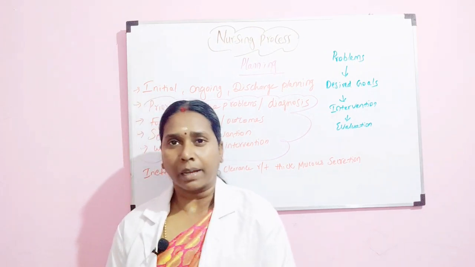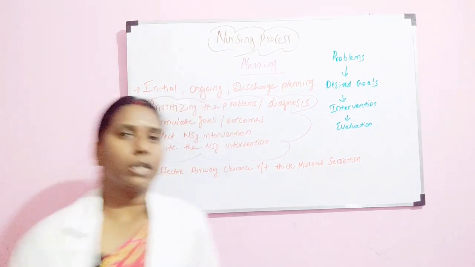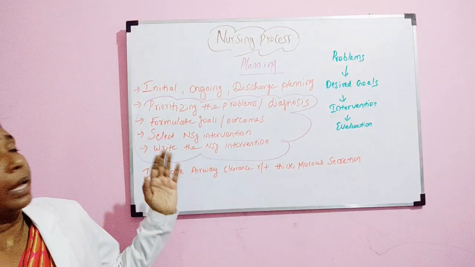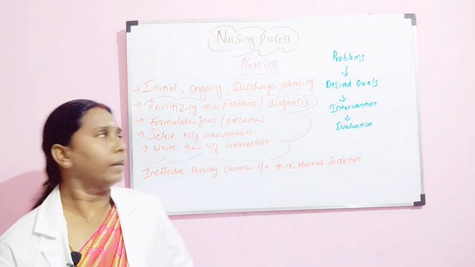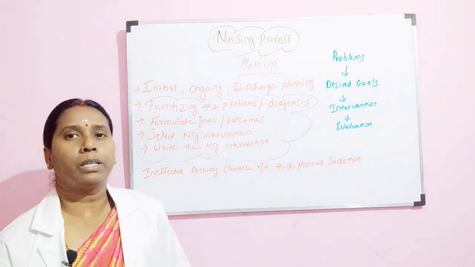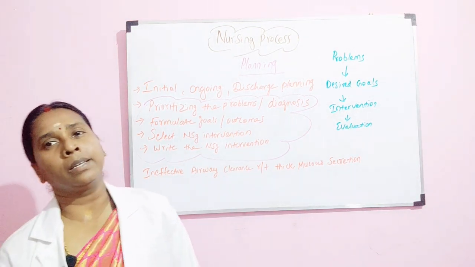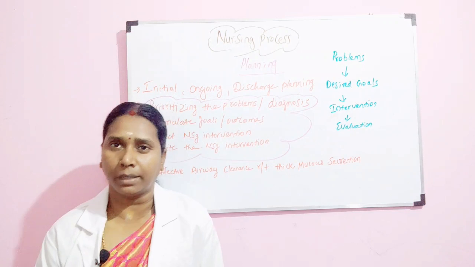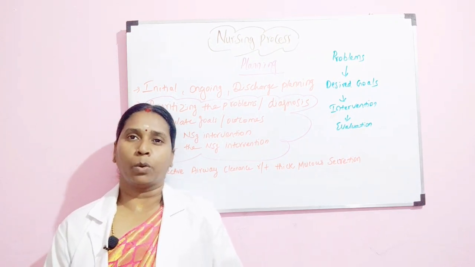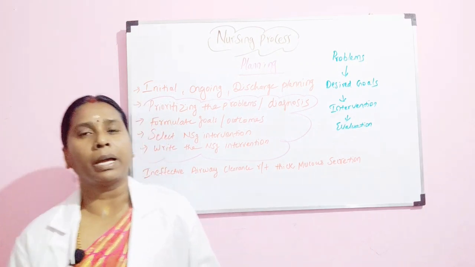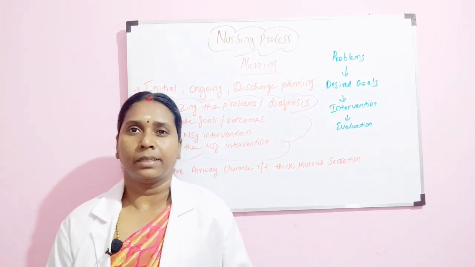So with this, I think you are clear with planning. Okay, so in planning you have 4 steps: prioritizing the problems or the diagnosis, formulating the goals and outcomes, selecting the nursing interventions, and writing the nursing interventions according to the patient need. So with this we finish planning. So let's discuss the implementation and evaluation in the next class. Take care. Bye.